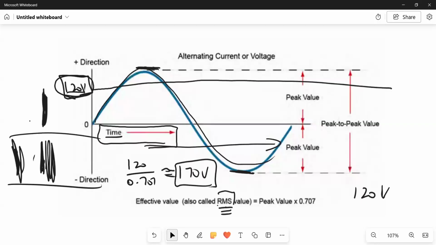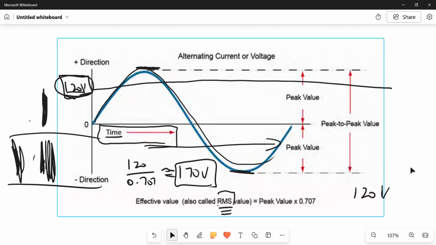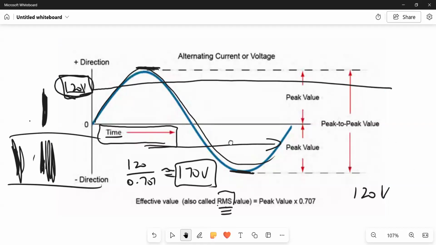Let me just explain as an example. I'm not getting into inductors and capacitors and so on, right? Let me just give you an example of what I'm talking about.